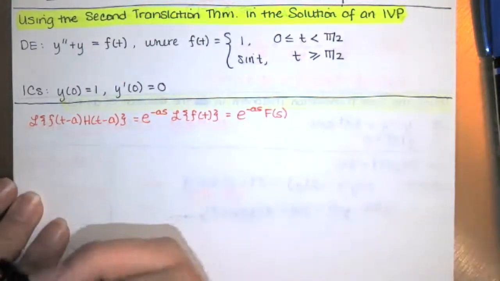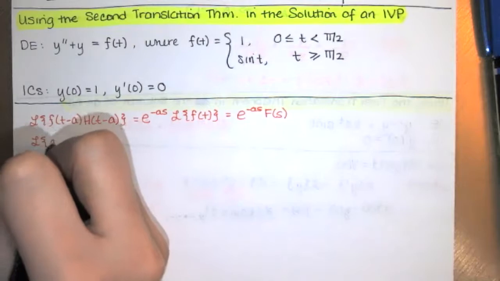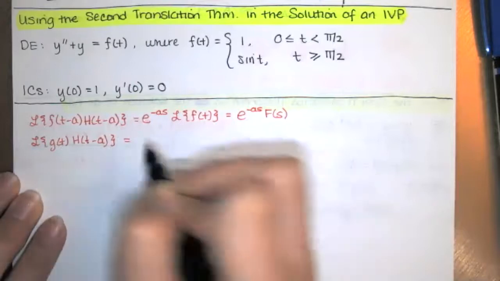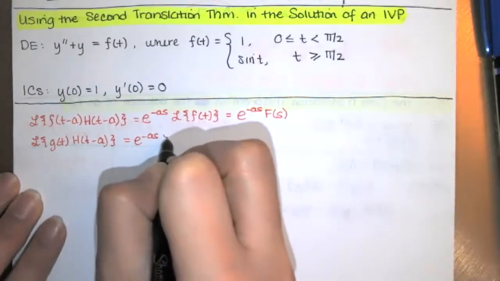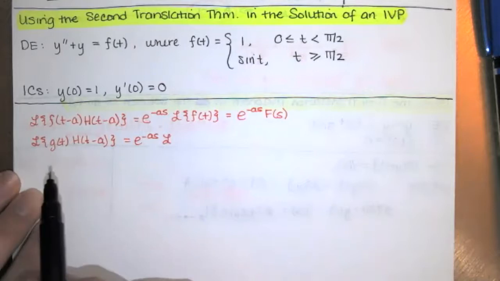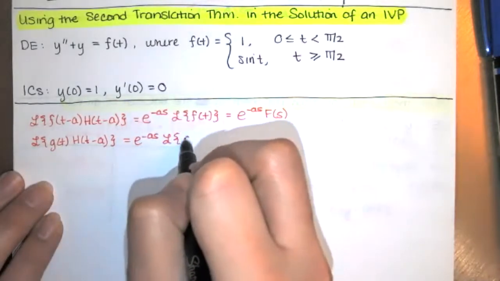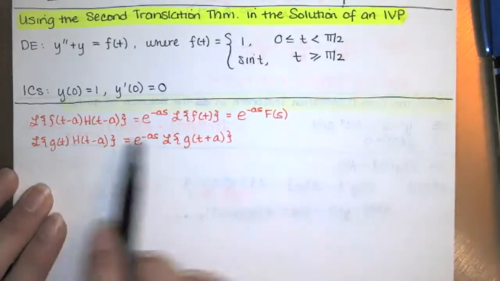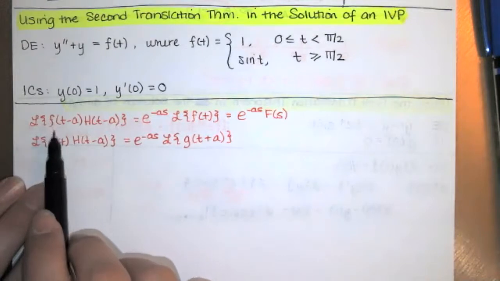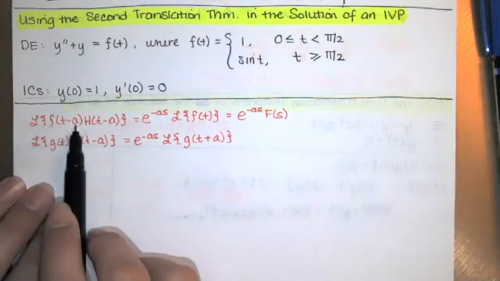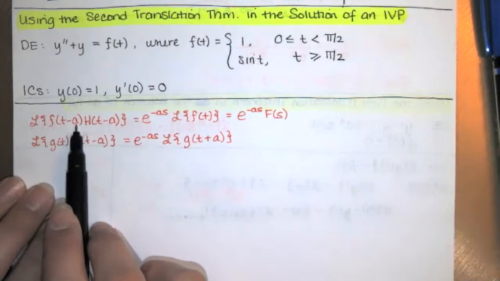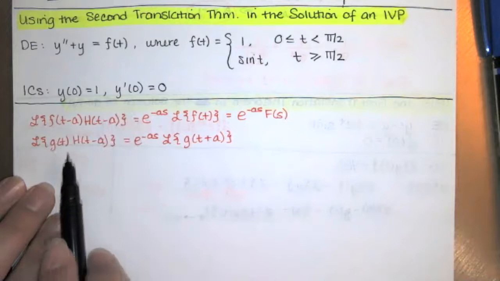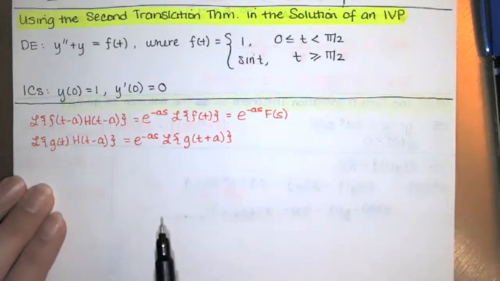Now, we also derived an alternate form of this. We said if you just have some function g of t times the Heaviside function at t minus a, you're going to get e to the negative as, not times the Laplace transform of g, but times the Laplace transform of g of t plus a. Now, a lot of students think that these are not equivalent to each other, but I think you can tell that if you make a substitution, if u is equal to t minus a, and then you solve that for t, and you make a substitution, well, this is exactly what you end up with here.